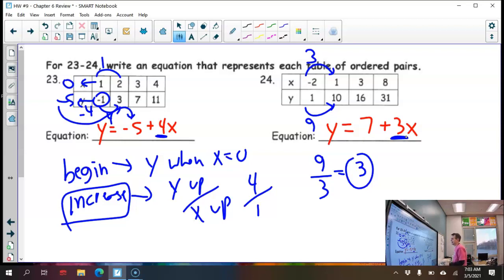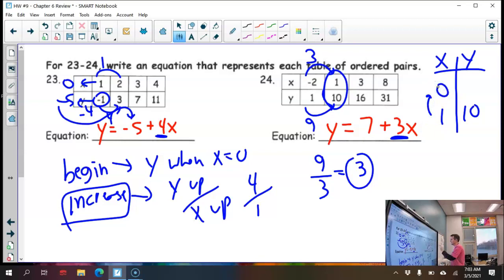Then I need to figure out the beginning amount. Now the beginning amount would be what y is when x is 0. So I see here that when x is 1, y is 10. And I can work my way backwards to 0 because I know that the y goes up 3 each time. So this must be a 7, so that when the y goes up 3, when x goes up 1, I get 10, right? So this is the beginning amount, which is why I have a 7 here.